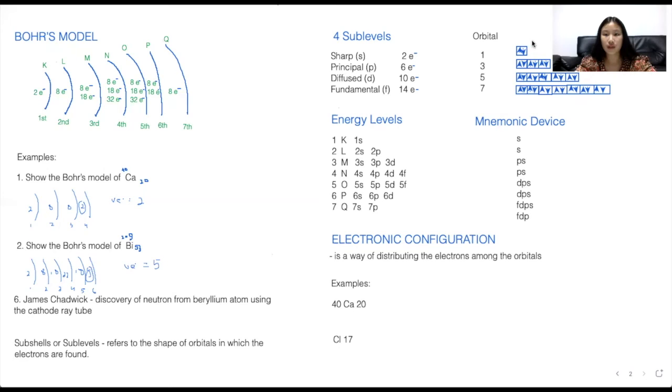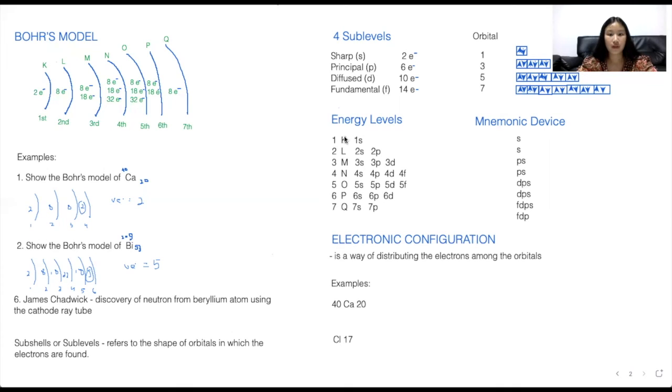Orbital, we have 4 orbitals. The box represents the orbital and the arrow represents the electrons. So in the first orbital, we have 2 electrons, and if we have 3 orbitals, we have 6 electrons inside it, and if we have 5 orbitals, we have 10 electrons, and last one, if we have 7 orbitals, we have 14 electrons inside it.